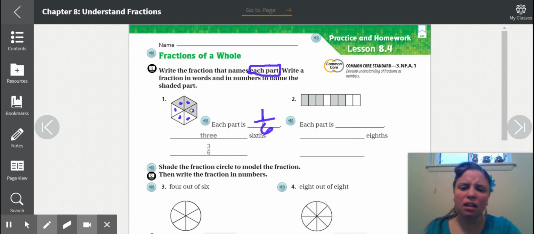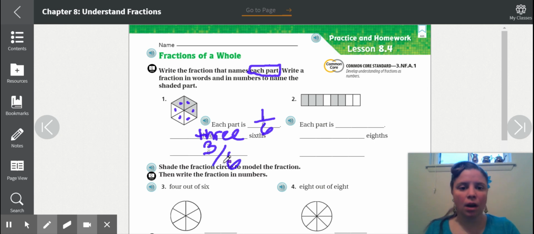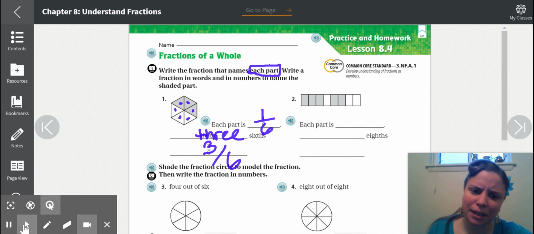And the part that's shaded is 1, 2, 3. So we would write the number word 3, 6. And then it wants you on the bottom to go ahead and write the fraction. So 3 out of 6, 3/6. All right, so let's go ahead and do number 2. Well, actually, no, you can do number 2 because there's only 2 of these anyway.